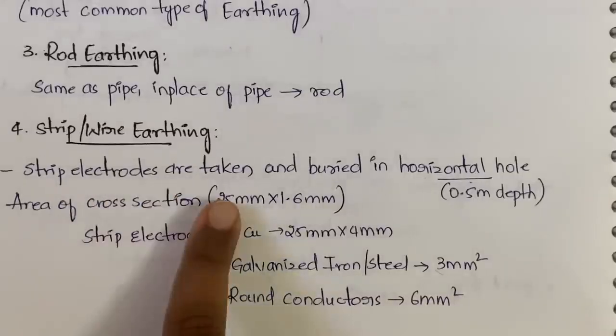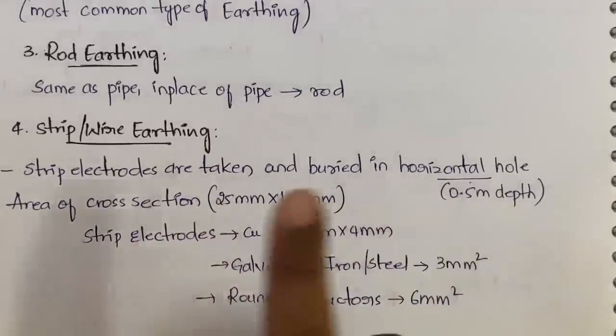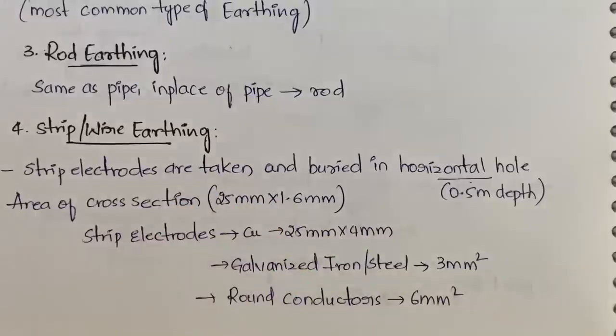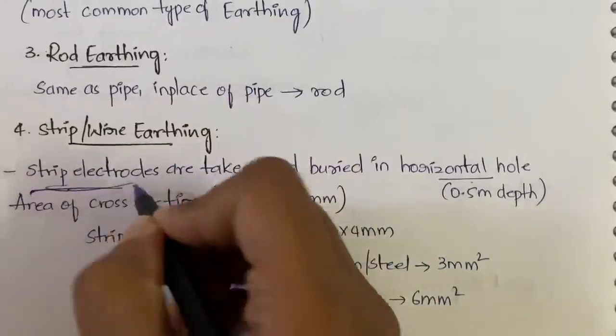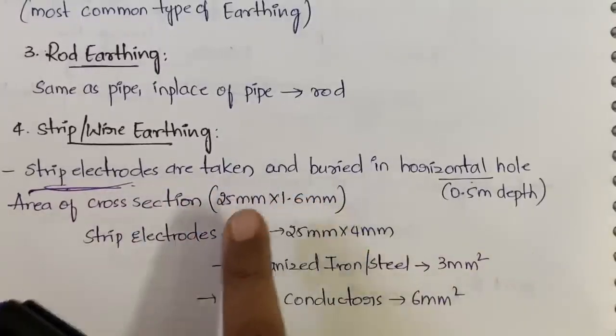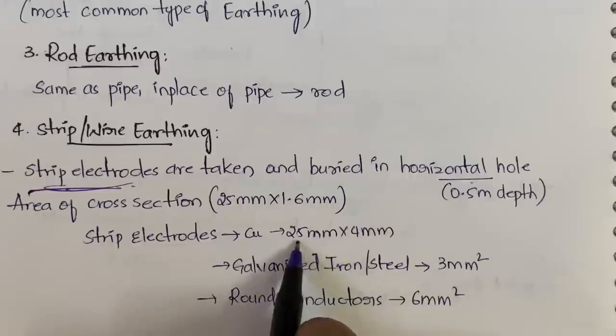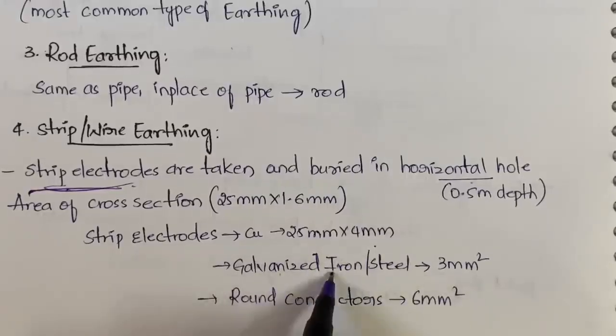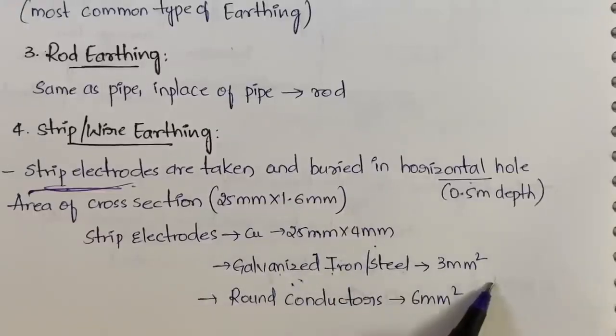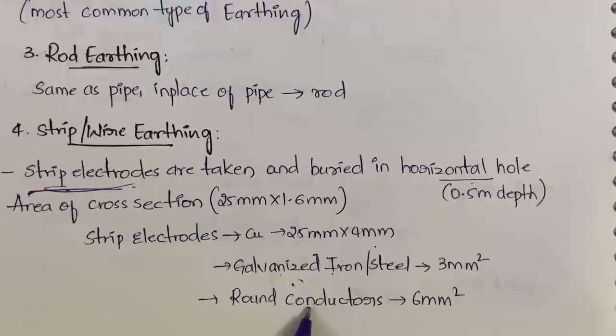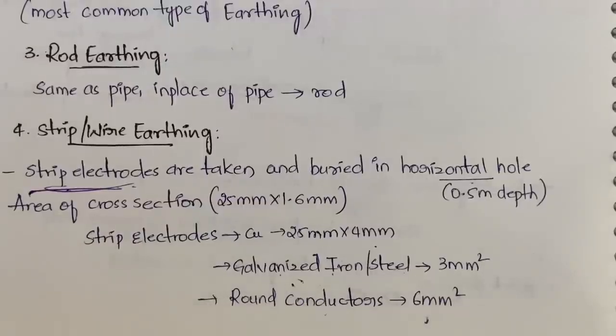Next, the area of cross section has to be 25 mm into 1.6 mm. The area of cross section of whose? This strip electrode's area of cross section should be 25 mm into 1.6 mm. And if you are taking copper strip electrodes, then the area of cross section should be 25 mm into 4 mm. If you are taking strip electrodes made up of galvanized iron or steel, it has to be 3 mm square. And if you are taking round conductors, it has to be 6 mm square.